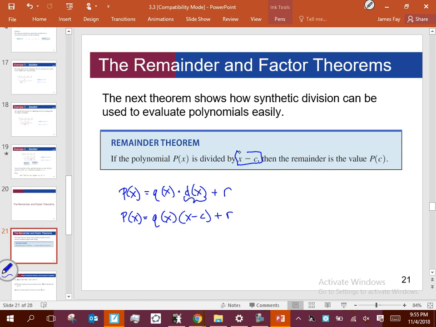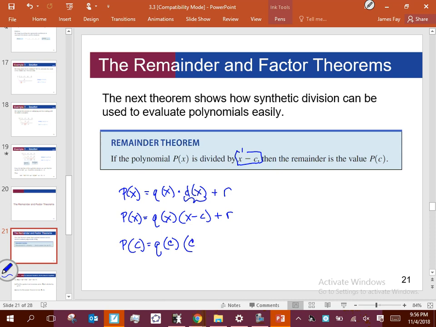Because we're dividing by something that's linear here, so we'll have a constant remainder. Okay, so what's this mean? It says then the remainder, if it's divided by x minus c, the remainder is the value p of c. Well, if I evaluate this thing at c, let's see what happens. P of c is equal to q of c.